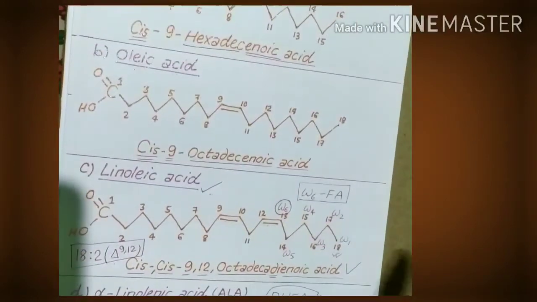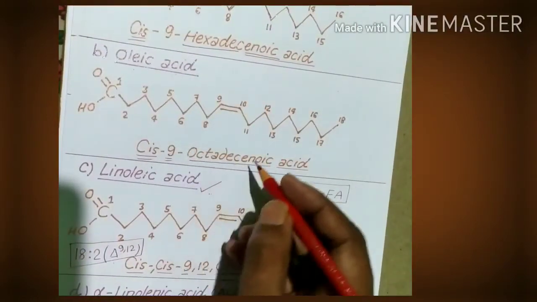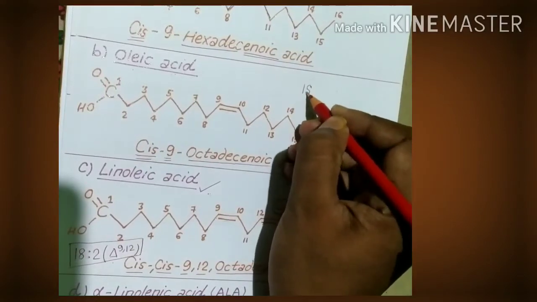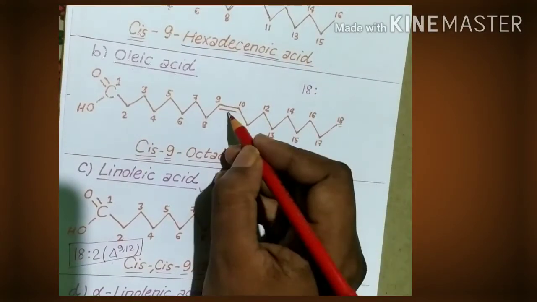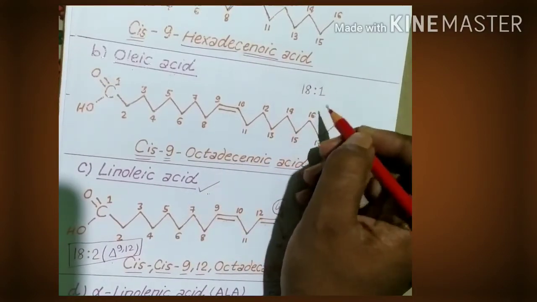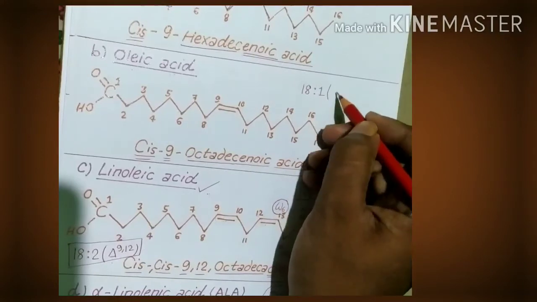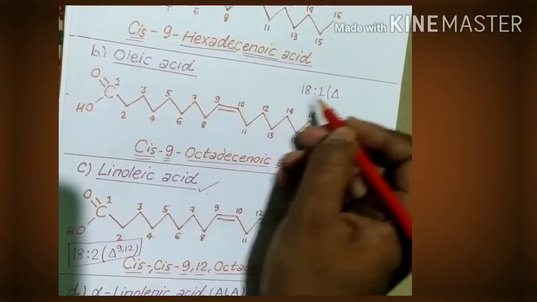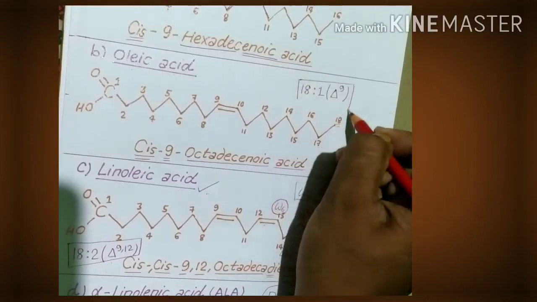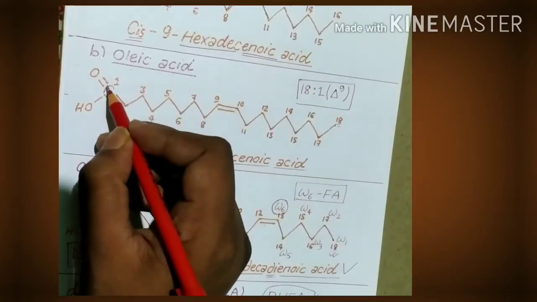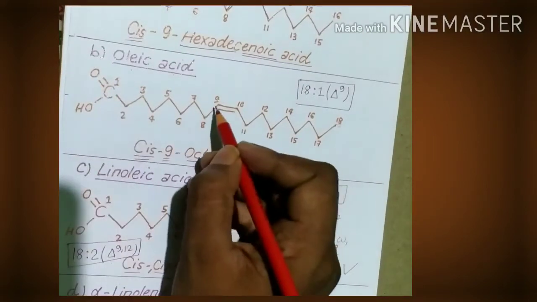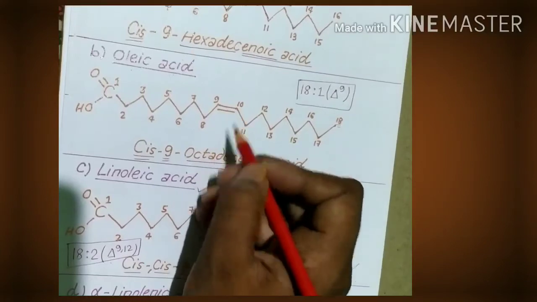Now we will see in oleic acid how many carbon atoms are present? 18. So this is 18:1. How many double bonds are present? Only 1. And what is the position of the double bond? At the 9th carbon, so here we will write 9. We will not consider this double bond because it is between C and O. We will consider only the C=C double bond.